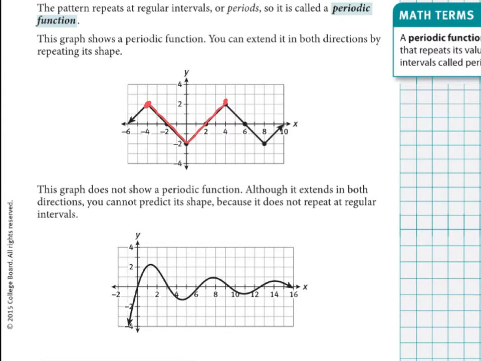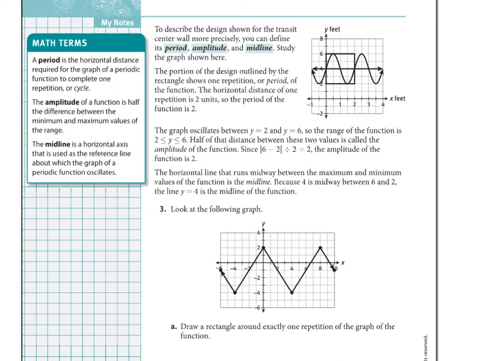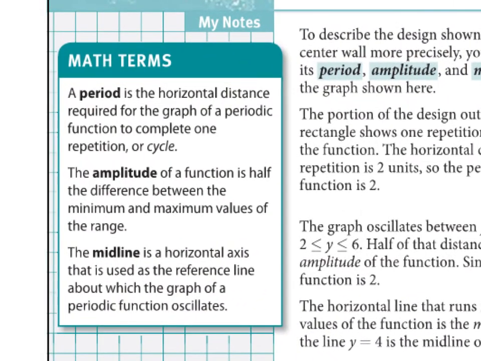Okay, so let's look at one where we can talk about some specifics. Here are some key terms, and these are important. A period is the horizontal distance required to complete one cycle. Think of it like a time period. It's usually a measurement of time. The amplitude of a function is half the difference between the minimum and maximum values of the range. I like to think of that as the height from the center.